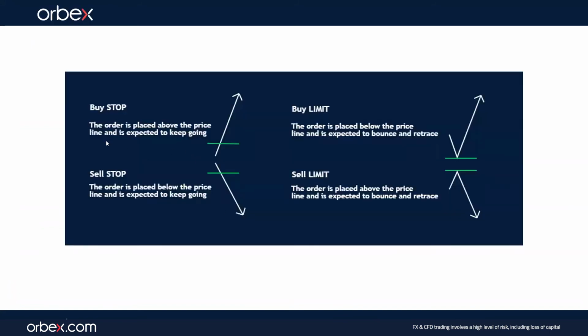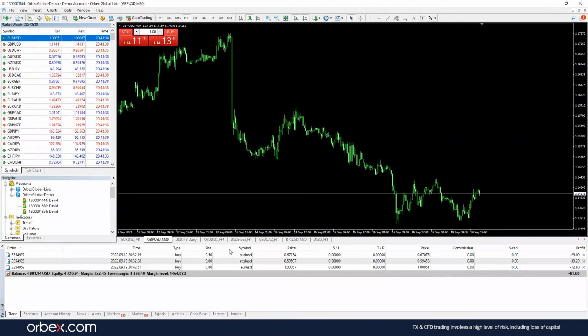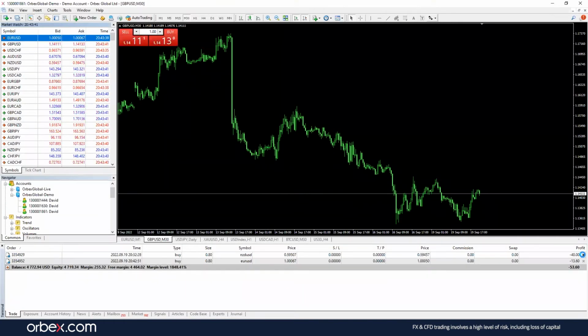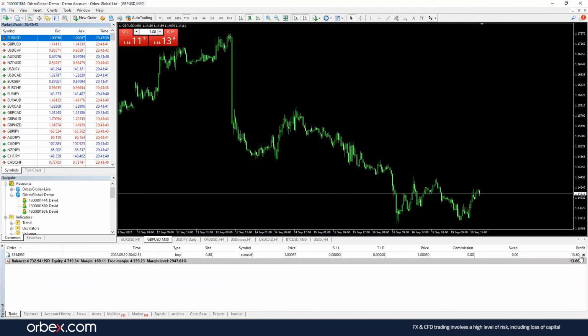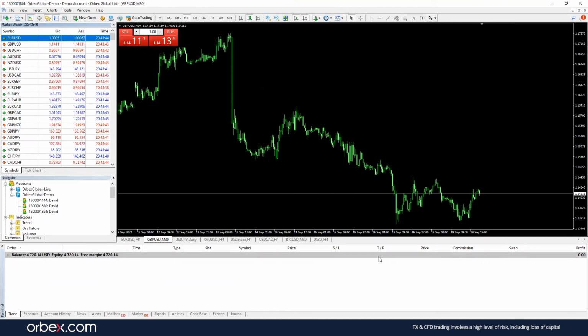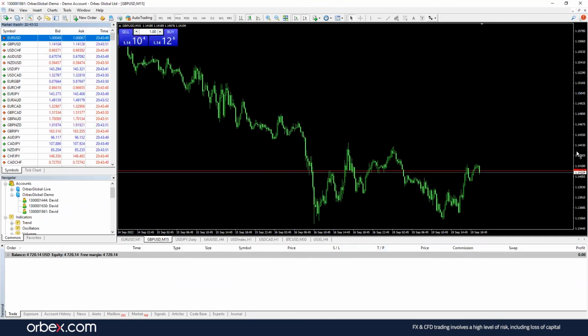So a buy stop basically means that the order is placed above the price line and it's expected to keep going. Now, what does that mean? Now, I like to give live examples. It's a lot easier to see because a lot of my clients, obviously, we like to see, to read what it's about, but it's better to see what it's about as well. So let's go down to a 15-minute chart, so it's a bit easier to see.